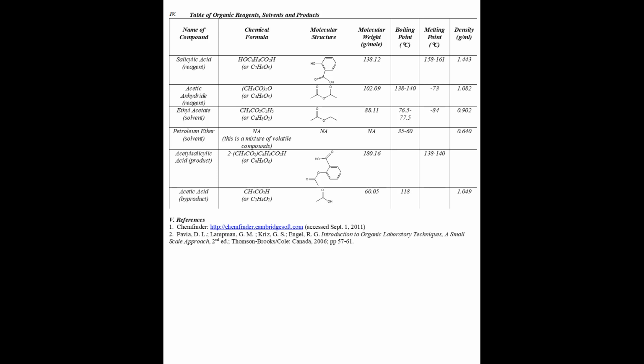The following section is the reagent table. In this section, you need to list all the chemicals, products, and reagents you use in this experiment. Just try to screen out the chemicals from the handout. For the reagent table, you need to include the following items: name of compound, chemical formula, molecular structure, molecular weight, boiling point, melting point, and density.